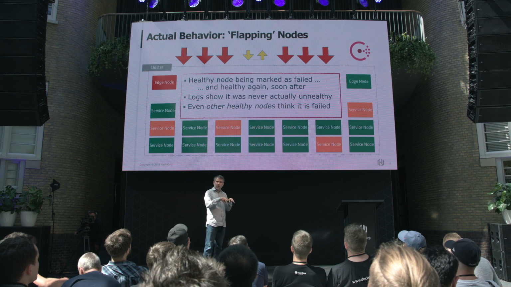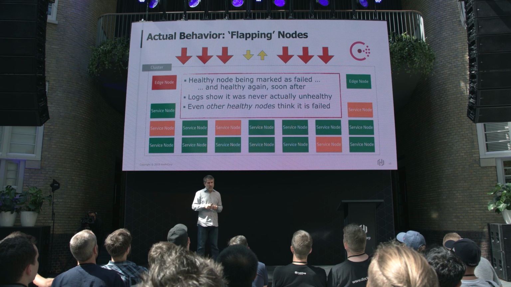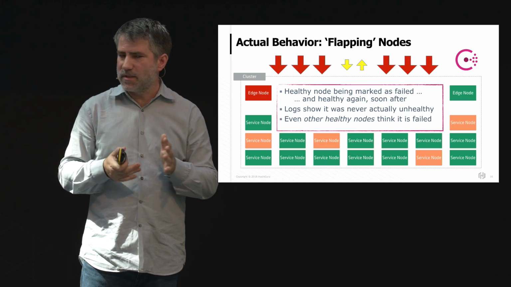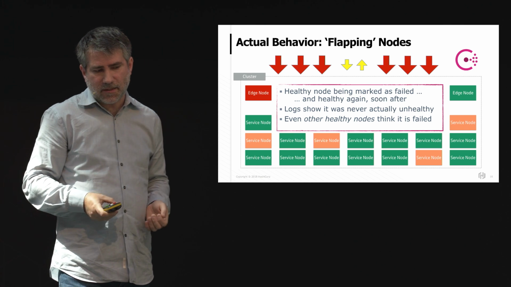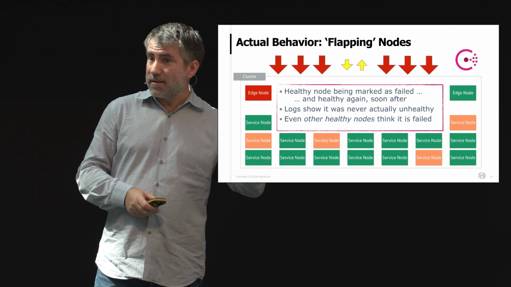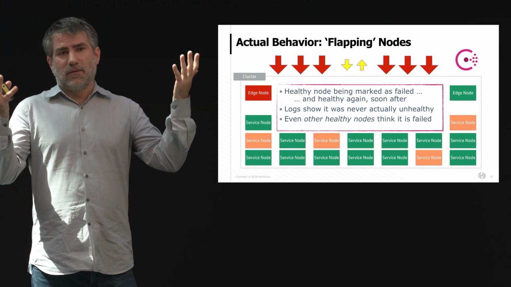If you would go in and look at the logs for that instance, you'd see no problem. There's plenty of CPU, there's plenty of network connectivity. It's not under attack. Even more disturbingly, other healthy nodes think this healthy node is sick. So what is going on here?